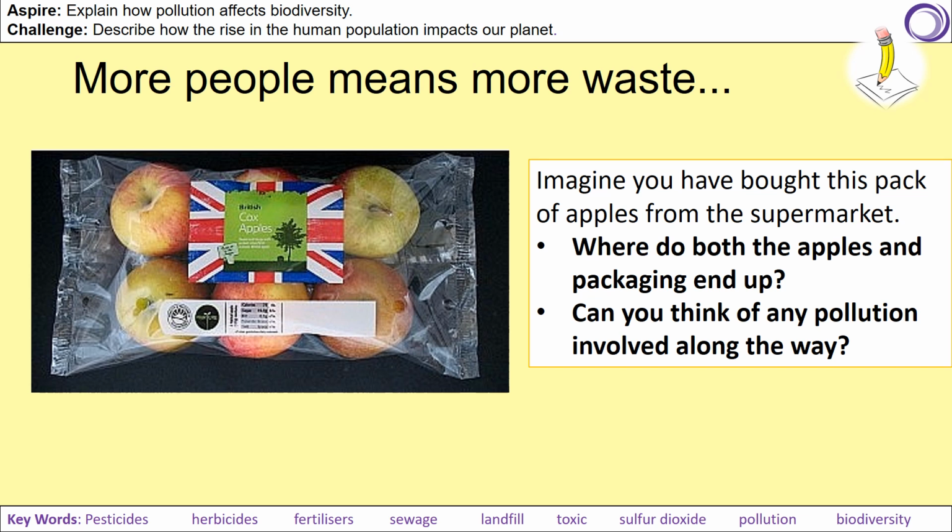I want you to consider a scenario. Imagine you bought this pack of apples from the supermarket. Think about 2 things. Where do both the apples and packaging end up? And can you think of any pollution involved along the way? Write your ideas down. I'm going to give you 1 minute starting from now.